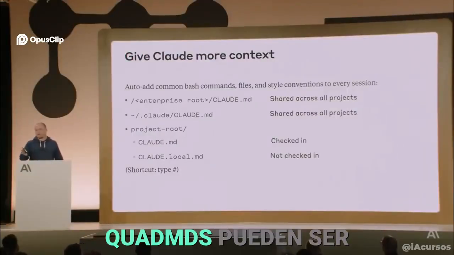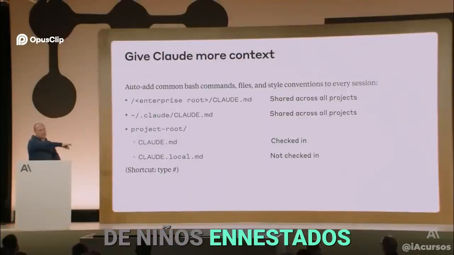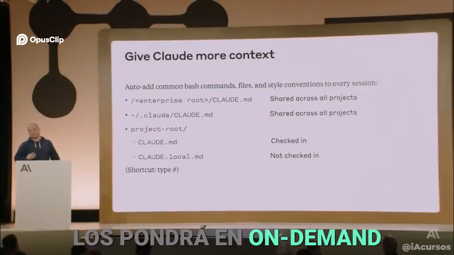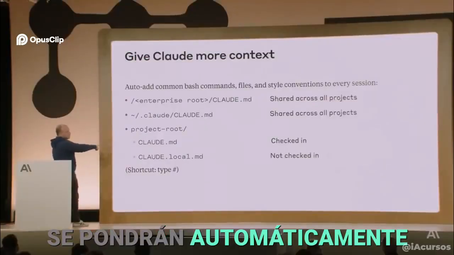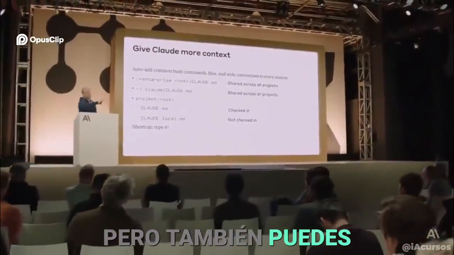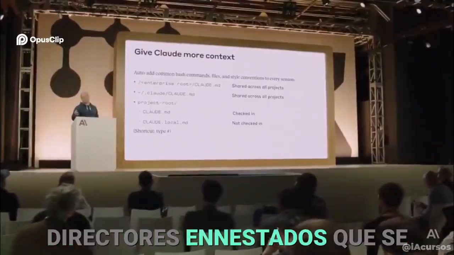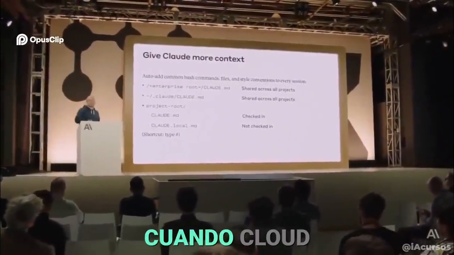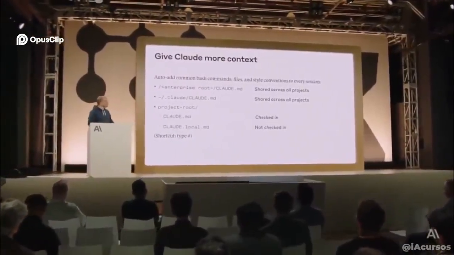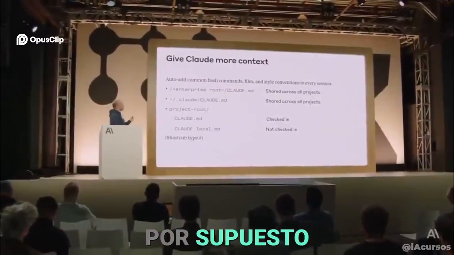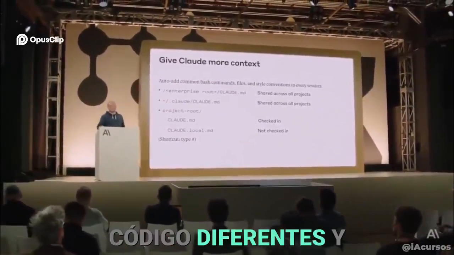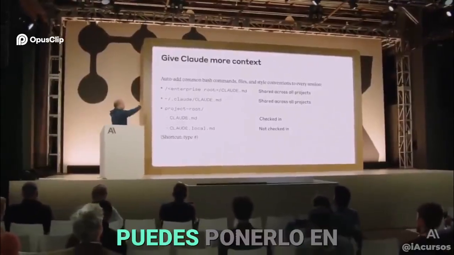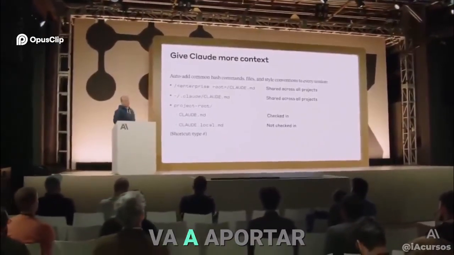All the other Claude.md files, you can put in nested child directories, and Claude will pull them in on demand. So these are the Claude.md files that get pulled in automatically. But you can also put Claude.md files in nested directories, and those will get automatically pulled in when Claude works in those directories. And of course, if you're a company, maybe you want a Claude.md that's shared across all the different code bases, and you want to manage it on behalf of your users. You can put it in your enterprise root, and that'll get pulled in automatically.